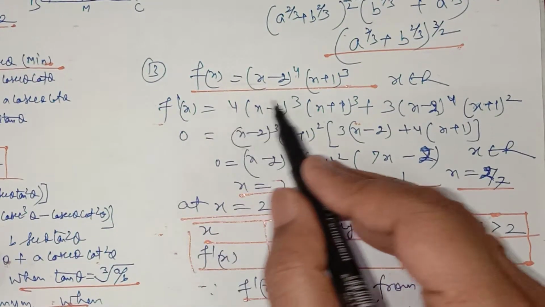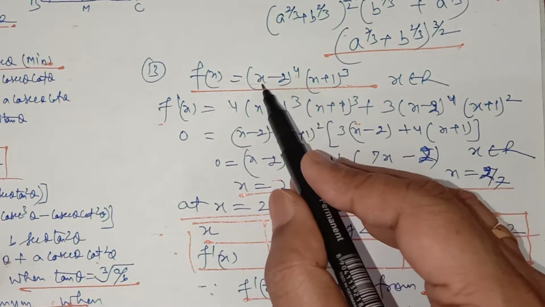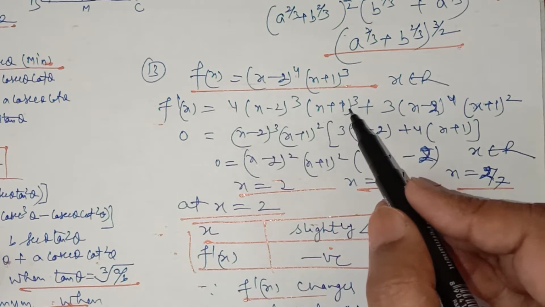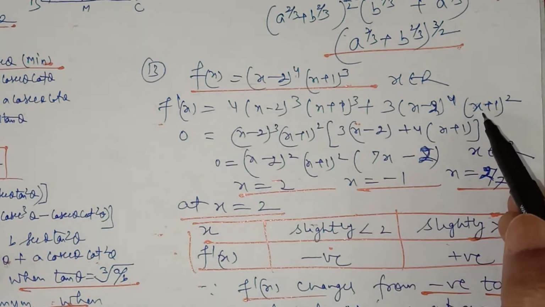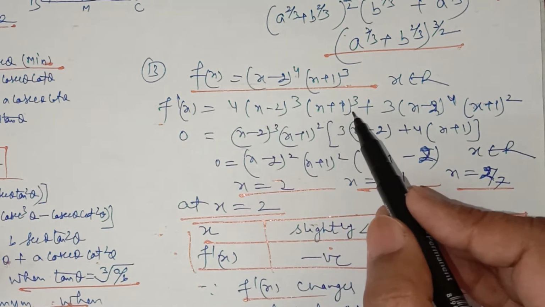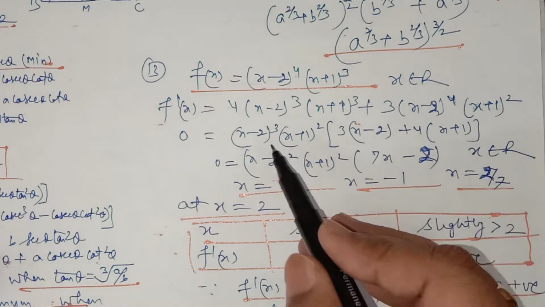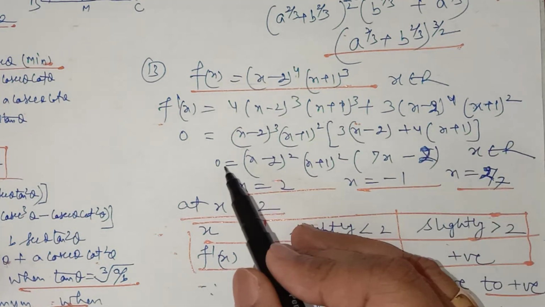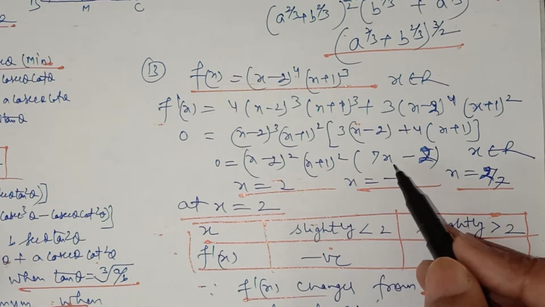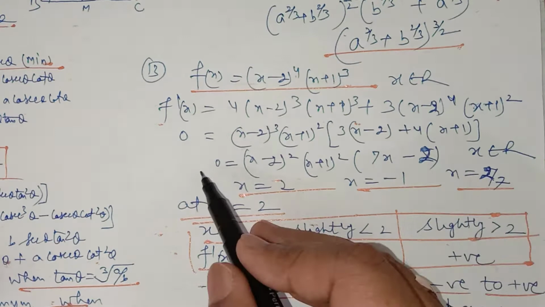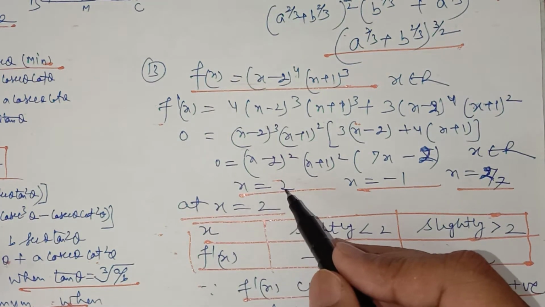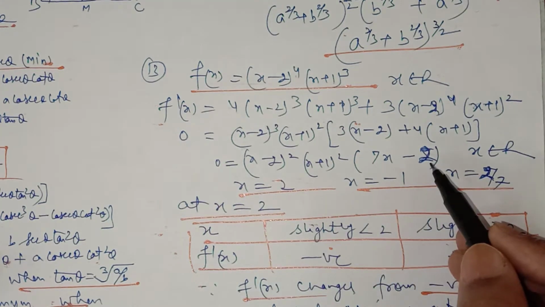To find the derivative of this by using the product rule, first of all differentiate (x − 2)^4, which is 4(x − 2)^3 (x + 1)^3. Then differentiate the other term. You know how to find the derivative. You can take (x − 2)^3 and (x + 1)^2 common, and on taking common, the factors are (x − 2)^3, (x + 1)^2, (7x − 2). Put it equal to 0, and the value of x is coming out to be 2, −1 and 2/7.